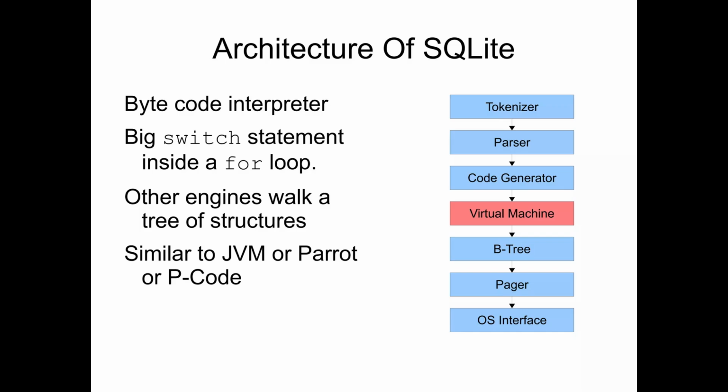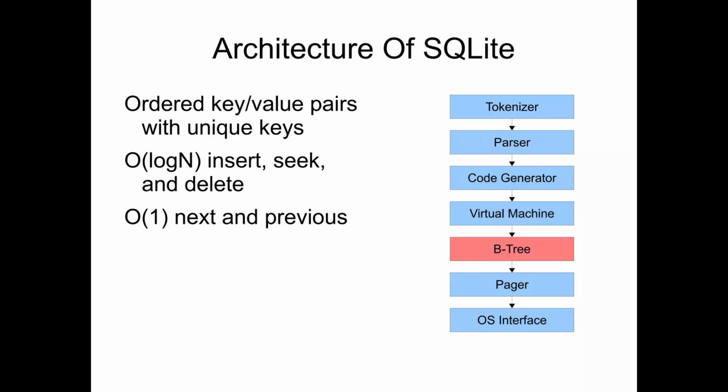Now in SQLite, because SQLite uses bytecode, the virtual machine consists of a big loop with a switch statement, and it switches on the opcodes, and it runs the various opcodes in turn. Now, as I said, most other database engines actually use a structure or a tree of structures, and their virtual machine just walks the structures. But it varies from place to place.